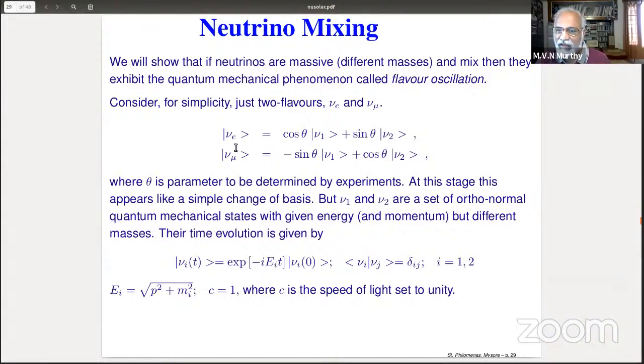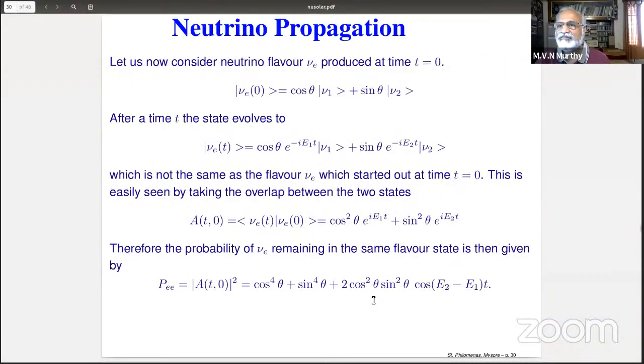So this defines our flavor states, nu e and nu mu, and nu1 and nu2 are the states which come as solutions of the Schrodinger equation, and their time evolution in vacuum, when there is no other interaction, is given by this. This is the way they evolve with time. So now what happens? If you look at the neutrino propagation, let us start at time t equal to 0.